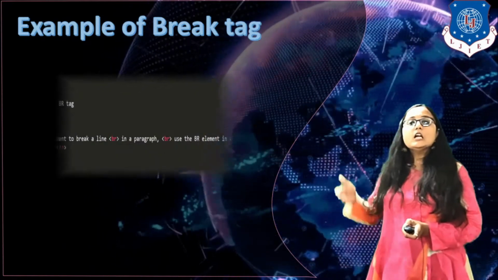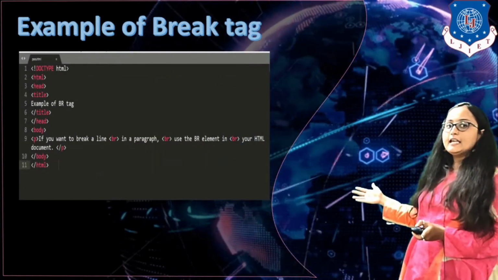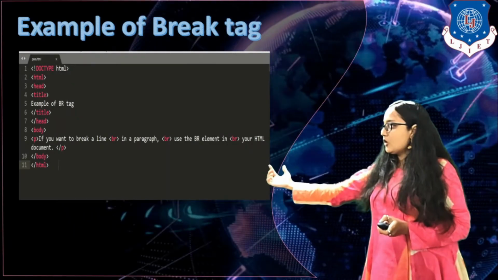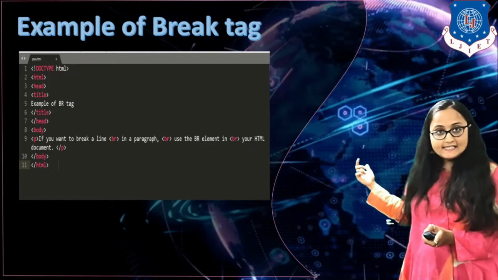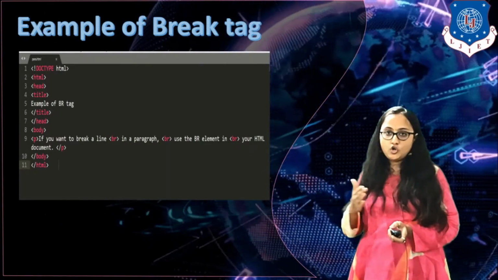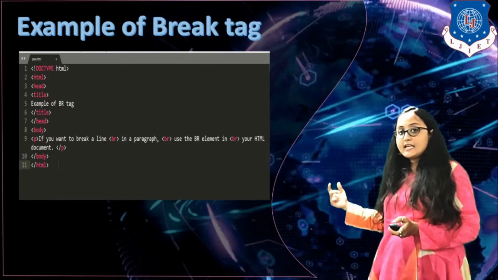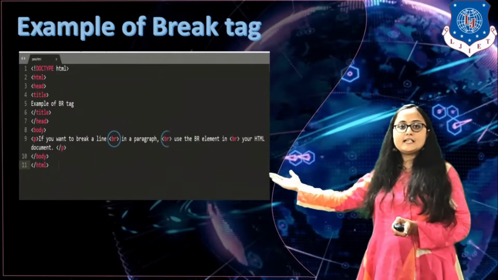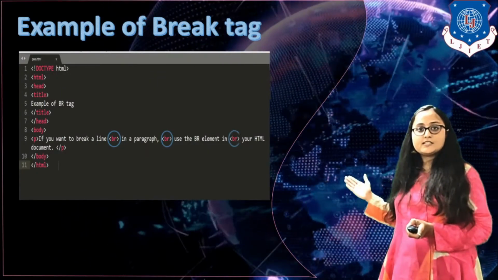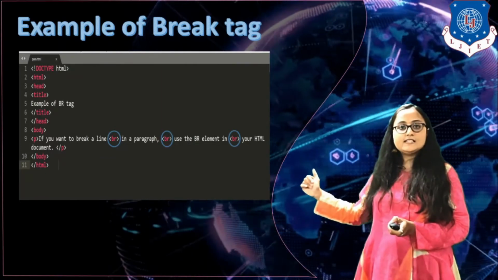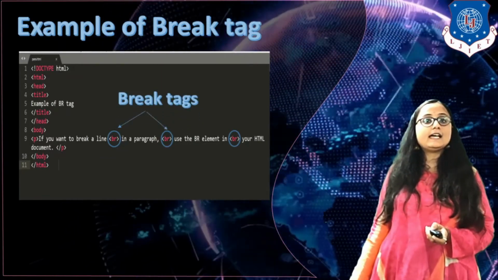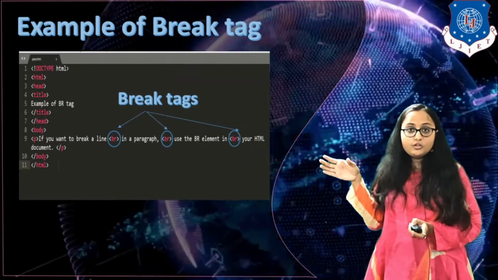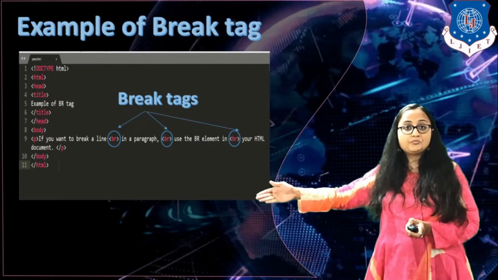Okay. Now let us move to the example of the BR tag. Here you can see that I have a paragraph. It means I have a P opening tag and a P closing tag. And inside the paragraph, what have I written? I have written normal text. And in between the text, what have I inserted? I have inserted the BR tag. This is the first BR that I have inserted, this is the second, and this is the third. So there are 3 BR tags which I have inserted. So this paragraph will be broken down into multiple lines.